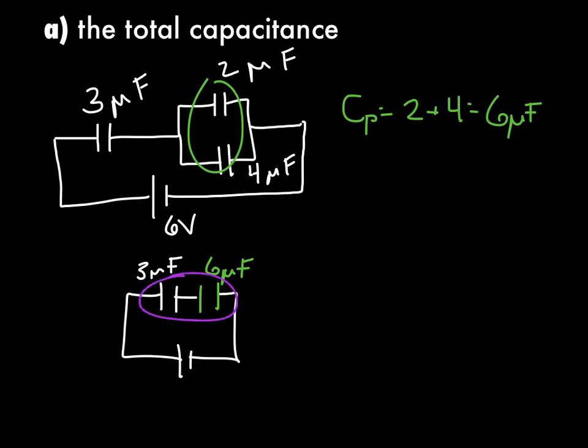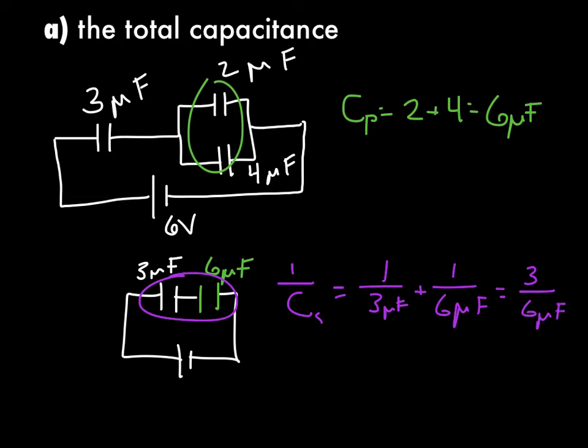So you know that in series, 1 over C series equals 1 over, in this case, 3 microfarads, plus 1 over 6 microfarads, equals 3 over 6 microfarads. And the important step, remember that this is 1 over C series, so you need to take the reciprocal of this, and you get the capacitance of series, which is the capacitance of this entire circuit, is 2 microfarads. Moving on to the next part.